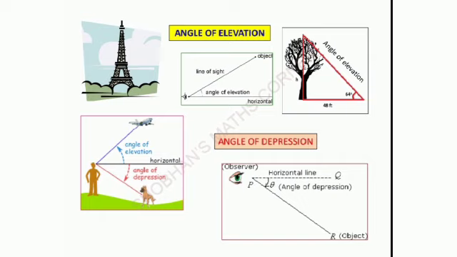So if you look upward, that is angle of elevation. If you look downward, that is angle of depression. One more figure you can see, the eye is given, that is the observer. There is a straight line, that is the horizontal line. He is looking down to an object, that is angle of depression.